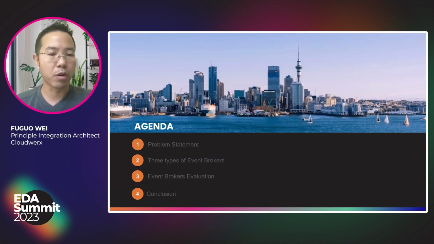particularly 4 brokers there, and do a bit of comparison between 4 different brokers: AWS EventBridge, Anypoint MQ, Kafka, and Solace PubSub Plus. So these were the 4 brokers that I compared during my evaluation. I'll look at the comparison from different perspectives and give you a bit of insights into these brokers.